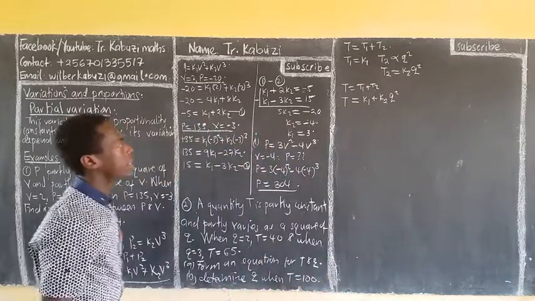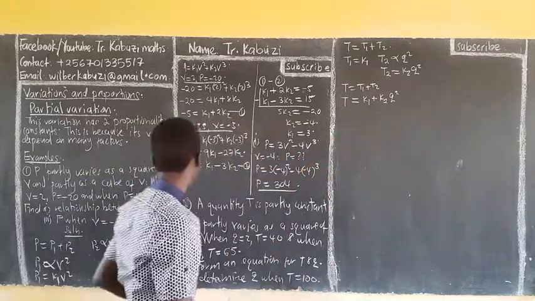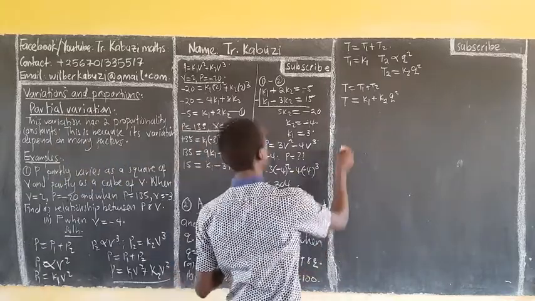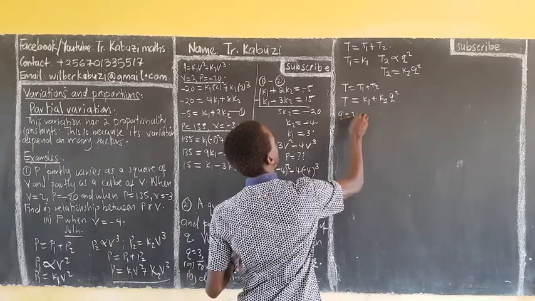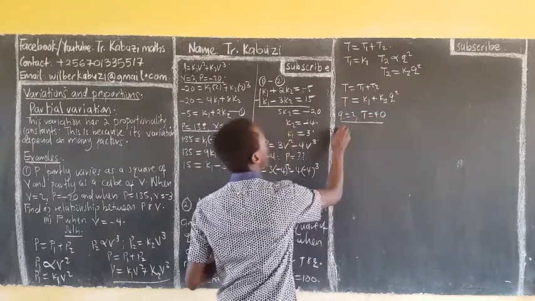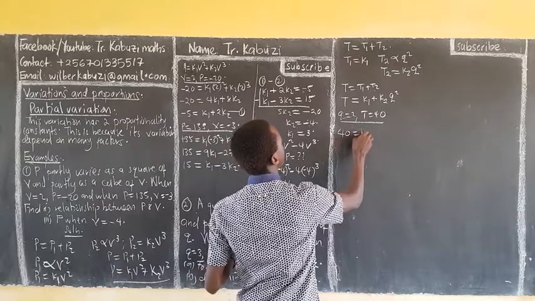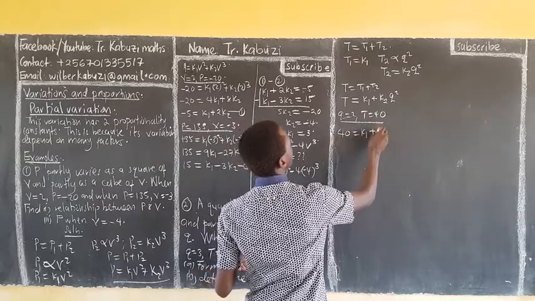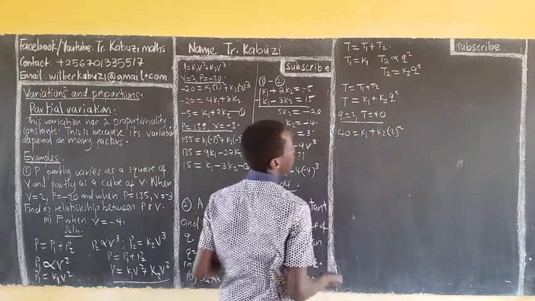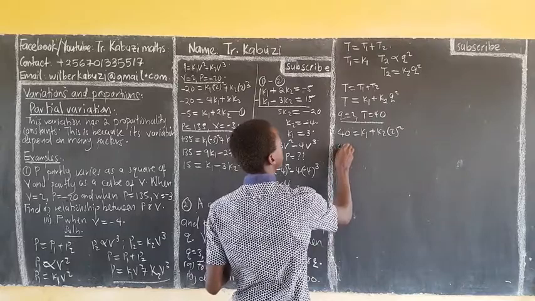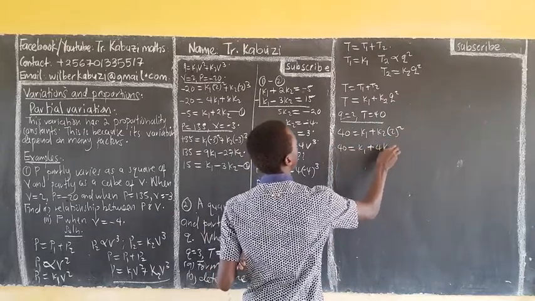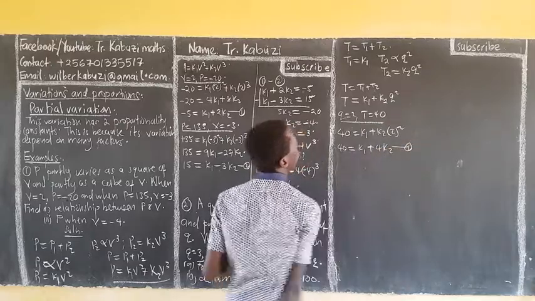Now I want to get these constants out. We come into the information they are giving us. When Q is 2, T is 40. So this is the first information they are giving me. So I have 40 equals K1 plus K2 times 2 squared. When you square this we get 4 K2, and this is equation 1.